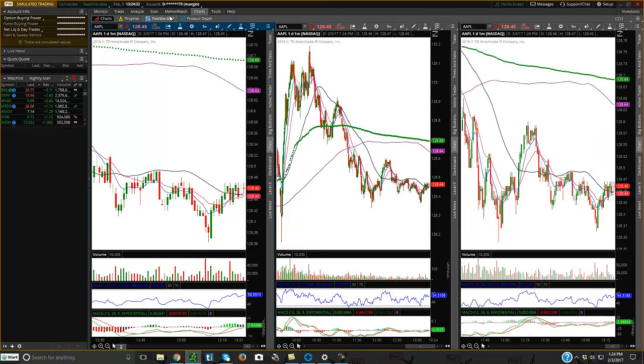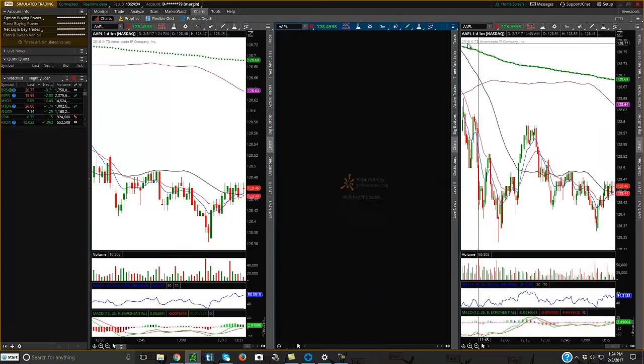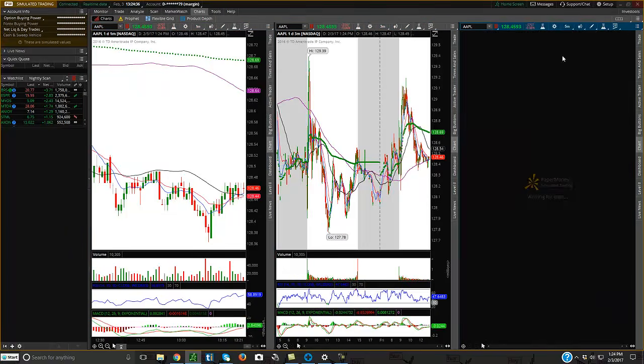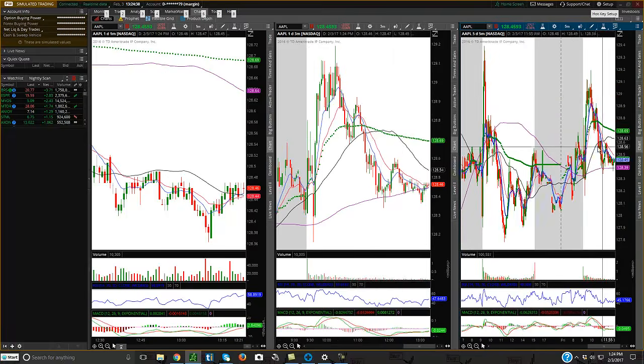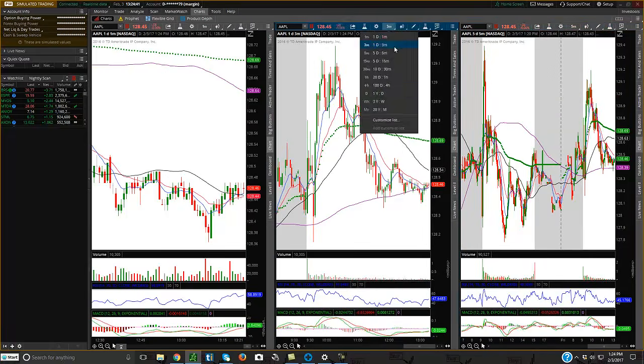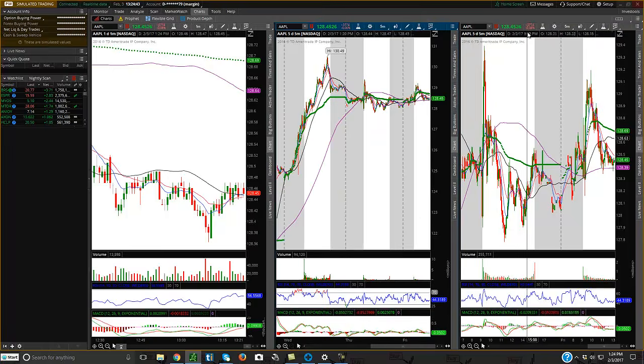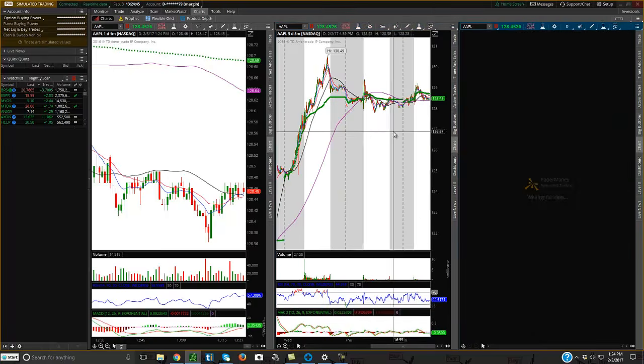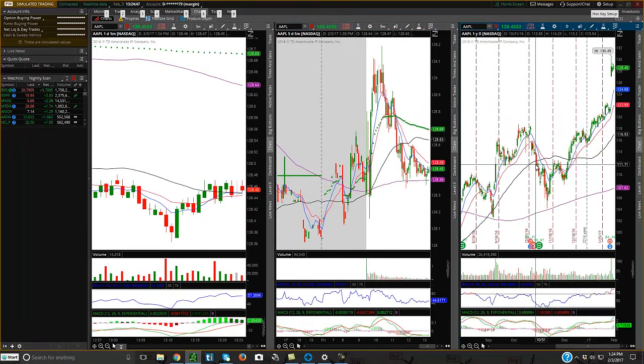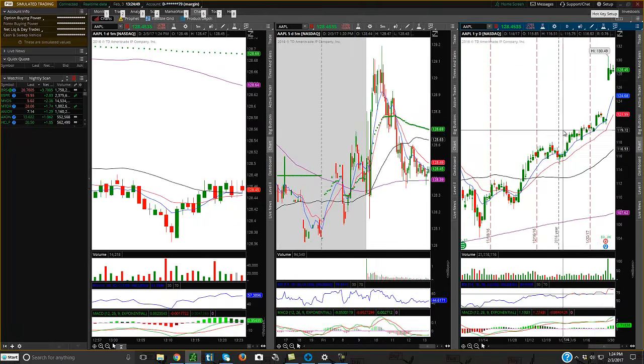This is how I trade. I'd have the 1 minute, maybe the 3 minute, the 5 minute. That's how I do it with day trading. But if you're looking to swing trade a little bit, maybe I do the 5 minute and the daily. Look at how things set up, see what's happening, and then look for my entries.